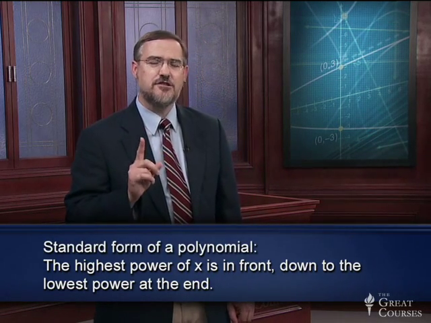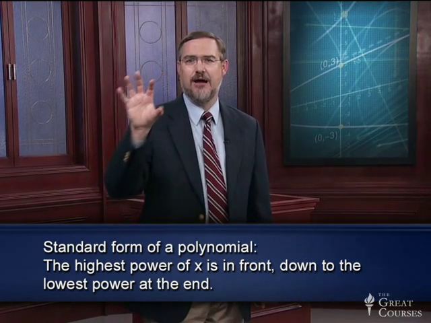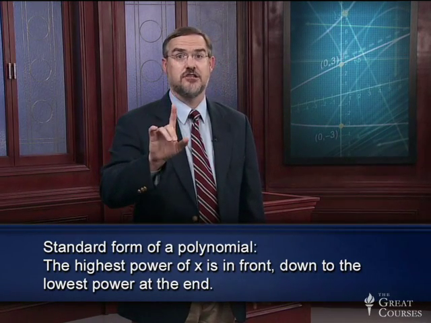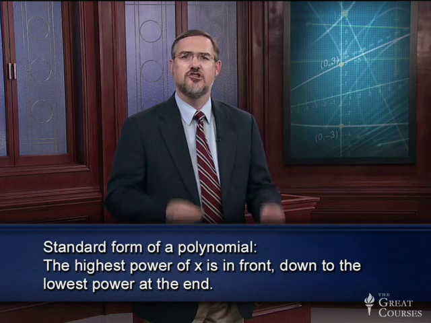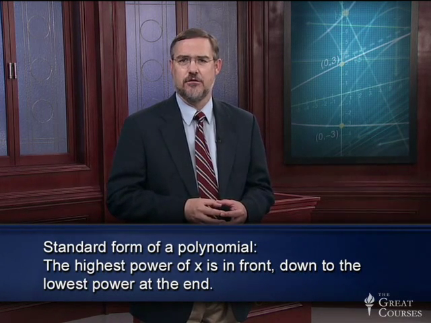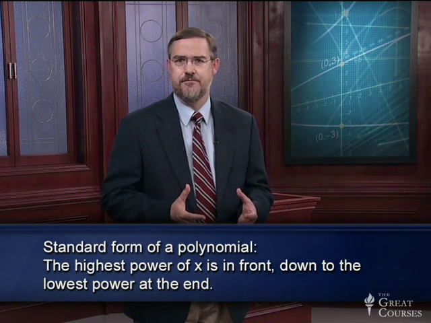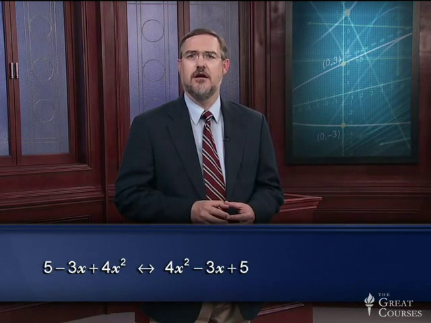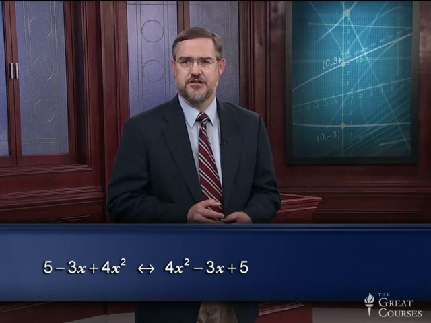And we often want to be able to find that highest power of x quickly for lots of reasons. We'll talk about that later. So the standard form of a polynomial is going to be very important. So the polynomial 5 minus 3x plus 4x squared, for example, is not in standard form, but its standard form would be 4x squared minus 3x plus 5.